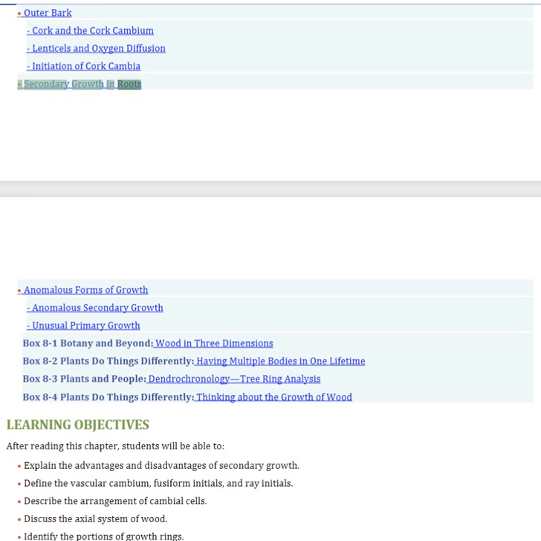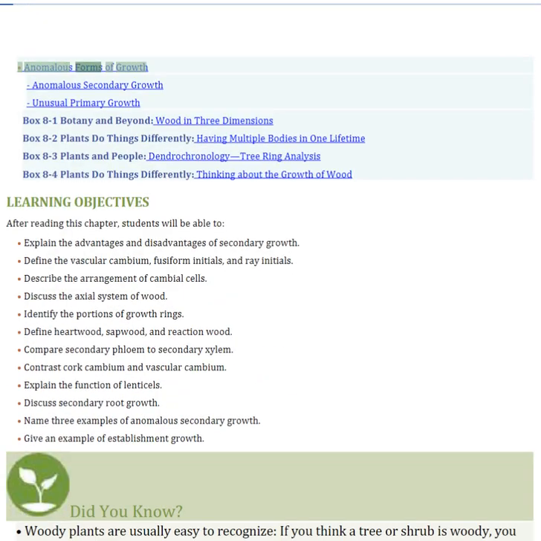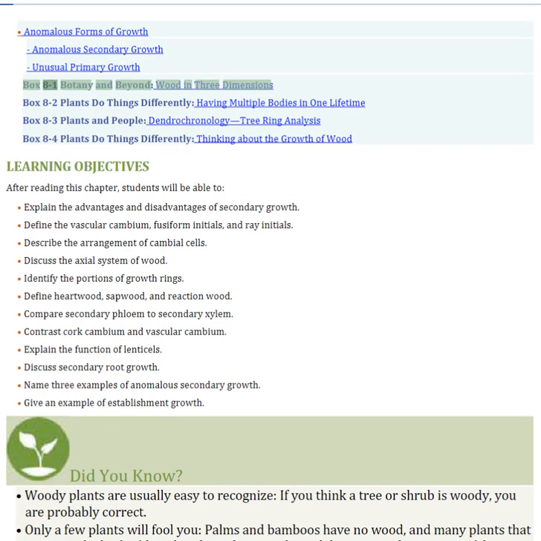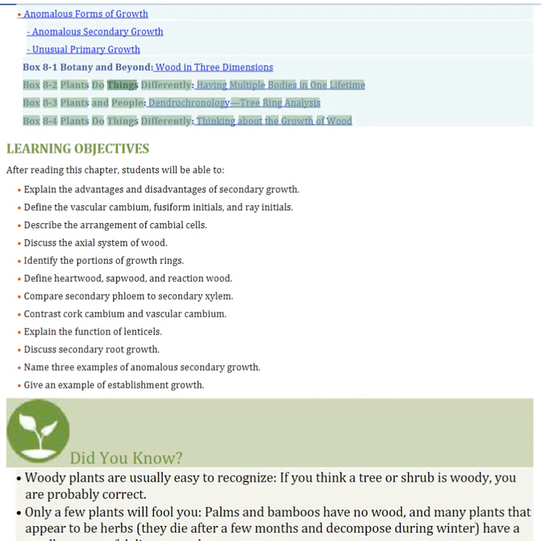Secondary growth in roots. Anomalous forms of growth. Anomalous secondary growth. Unusual primary growth. Box 8-1 Botany and Beyond, wood in 3 dimensions. Box 8-2 Plants Do Things Differently, having multiple bodies in one lifetime. Box 8-3 Plants and People, dendrochronology, tree ring analysis. Box 8-4 Plants Do Things Differently, thinking about the growth of wood.